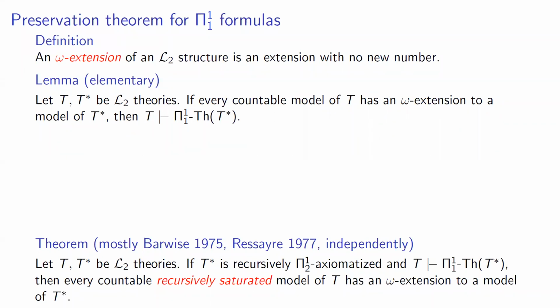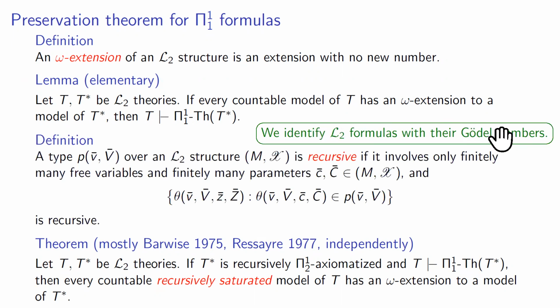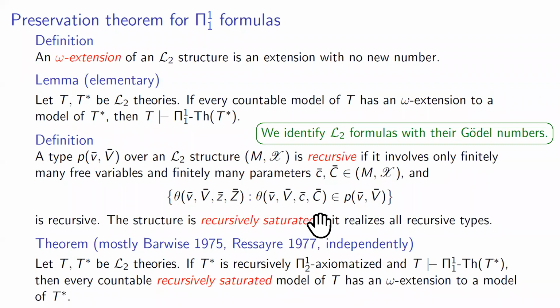In case you haven't come across recursive saturation, I have a definition here, but it is what you think it is. It says that all the recursive types are realized. But to say what types are recursive, we first need to identify formulas with Gödel numbers, so each formula is a natural number. A type is recursive if the set of Gödel numbers of the formulas in the type, ignoring the finitely many parameters that may appear in the type, is recursive. And a structure is recursively saturated if it realizes all the recursive types.